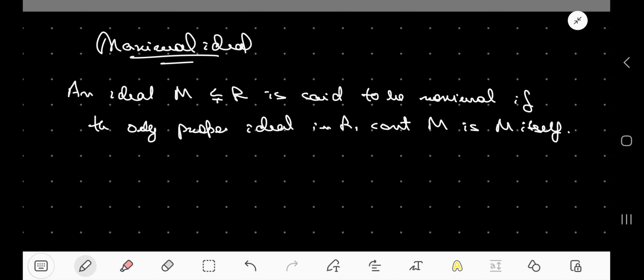Clear? Now it is easily observable that if I talk about a field then the only ideals are 0 and the whole field. In fact, the only proper ideal is 0. So the only proper ideal in the field which contains 0 is the 0 ideal. Hence it is the maximal ideal. Can I say that every ideal must contain a maximal ideal? That's necessarily not true.